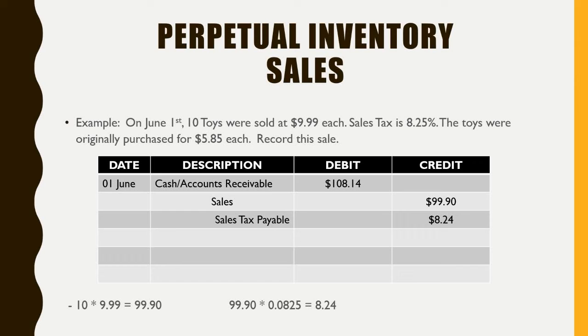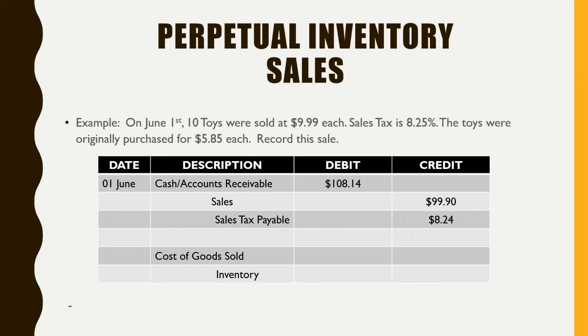Now, I've also mentioned here how much each item originally cost me. I said it cost me $5.85 each. So in this case, we need to be able to recognize one thing, and that's the cost of goods sold. And where are we taking this out from if we're updating my inventory? Because we sold our inventory, right? We got rid of our inventory. So how do we update our inventory? We take it out from inventory.